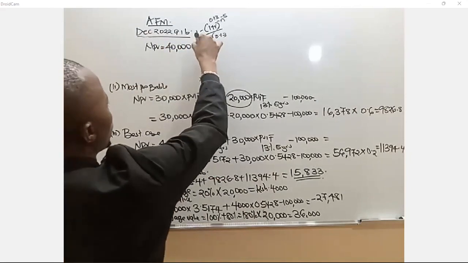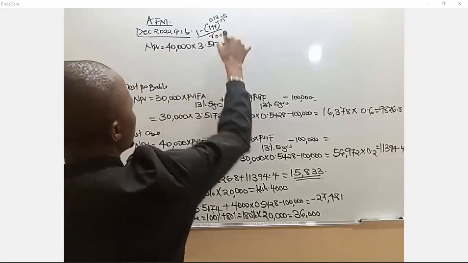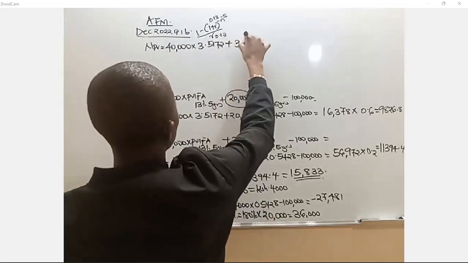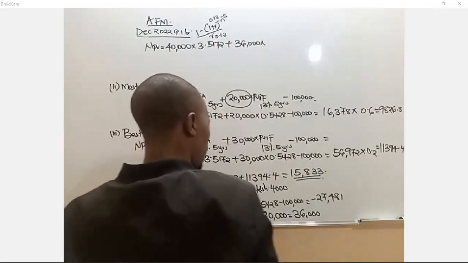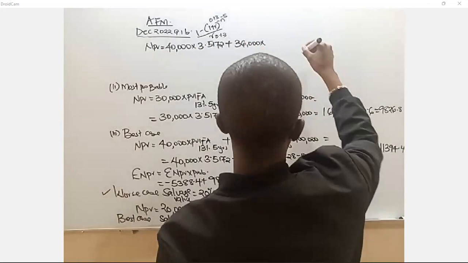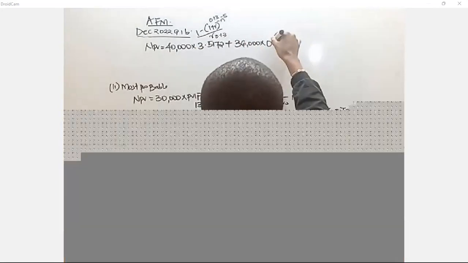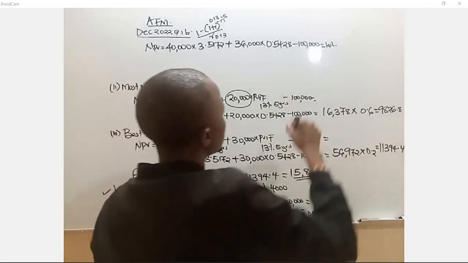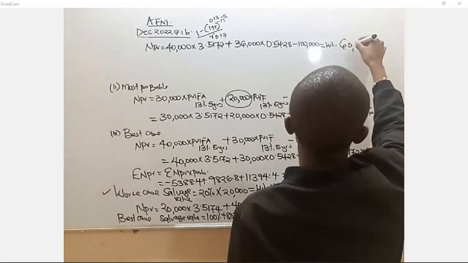40,000 times 3.5174 plus, here we are discussing the salvage value. When you factor the 80%, the salvage value now will be 36,000, and you multiply with 0.5428, minus 100,000. How much is this? So I just say 40,000 times 3.5174 plus 36,000 times 0.5428 minus 100,000. We are getting around 237.